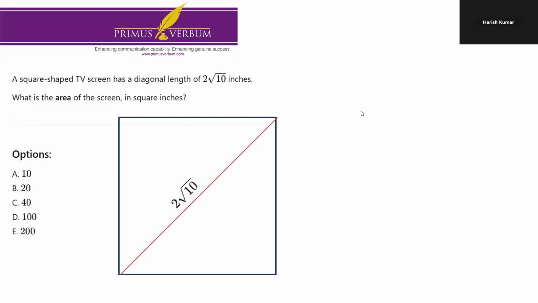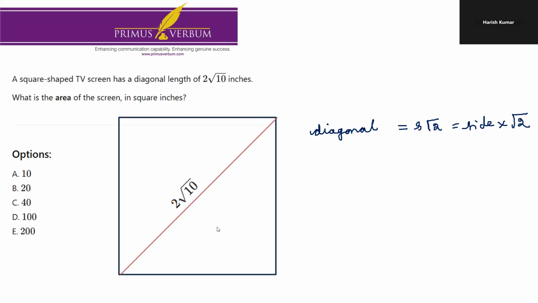Hi students, while earlier solving this problem, I had stated that the diagonal of the square is s root 2, or the length of the side of the square times root 2. Now, how do we get this? We get this formula through the Pythagorean theorem.